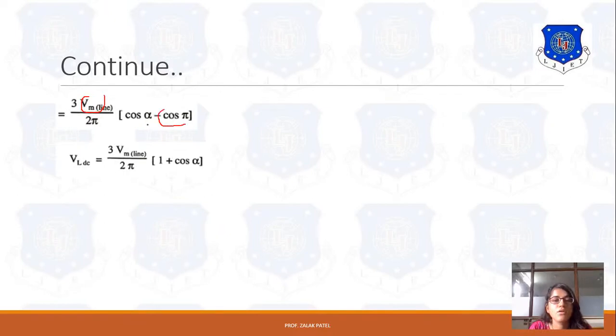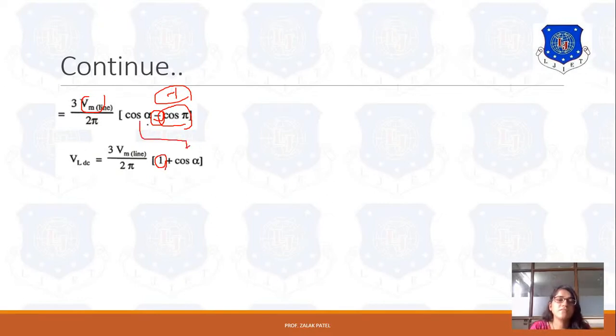So we can write this like 3 Vm upon 2 pi. This Vm is constant, that's why it is out of the integration. So 3 Vm upon 2 pi, cos alpha minus cos pi. So it can be written like this, because as I discussed, this cos pi is nothing but minus 1. Already the negative sign is there, so minus minus plus, that's why over here plus 1 will appear and this cos alpha will go this way.